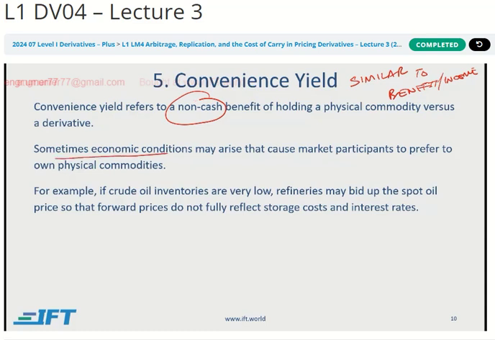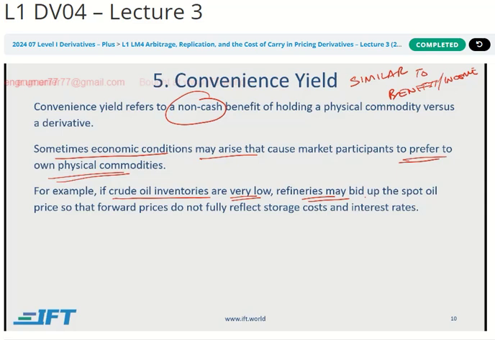So sometimes economic conditions may arise that cause market participants to prefer to own physical commodities. They realize that there is a benefit of having these commodities in their inventories, right? For example, when actual crude oil inventories globally become very low, there might be a shortage. In that situation, refineries may bid up the spot oil price so that future forwards do not fully reflect the storage cost and interest rates, which means basically that they like the fact that they are having the storage, and that is what is known as the convenience yield.